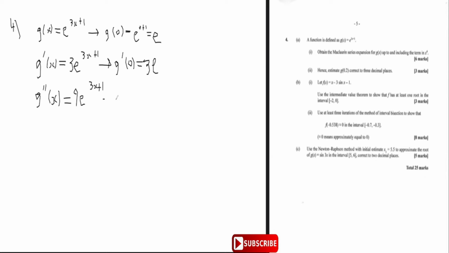And so what does that mean? That means that g double prime of 0, plug in 0, we're going to get 9e. This doesn't look bad. And so now g triple prime of x first is going to be 27e to the 3x plus 1. So that means that g triple prime of 0 is equal to 27e.